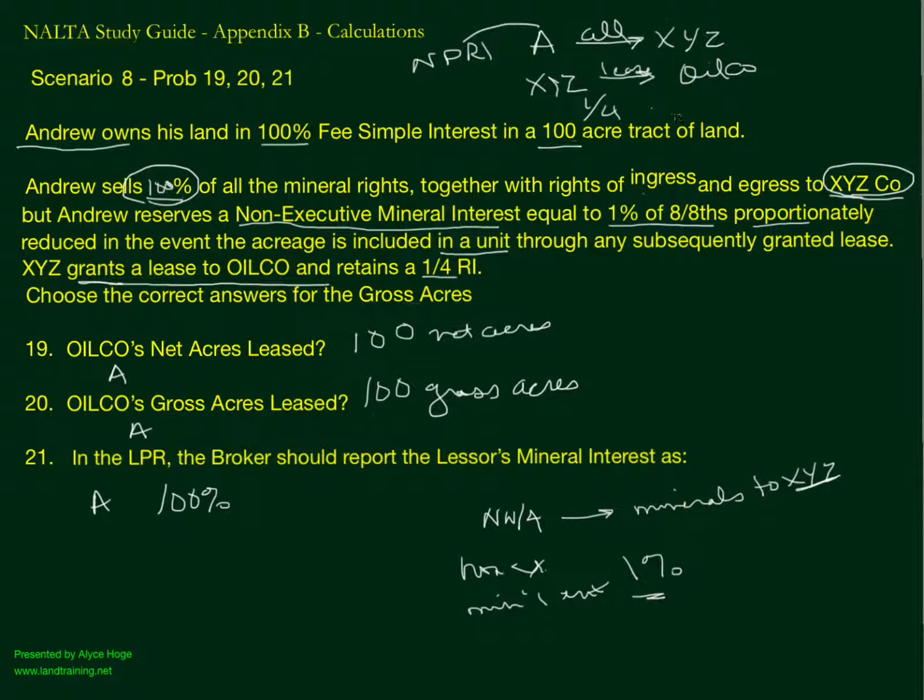That means if ever there is production, and this isn't a unit, he's going to get 1% of this one quarter interest. But as far as gross acres, it doesn't really make a difference. It doesn't have any impact. So that is scenario 8, problem 19, 20, and 21. Now let's move on to scenario 9.